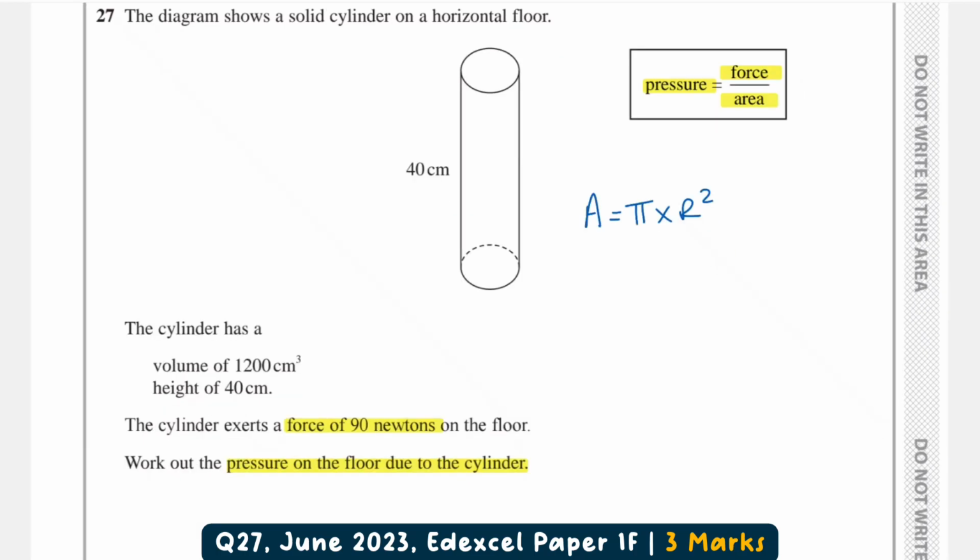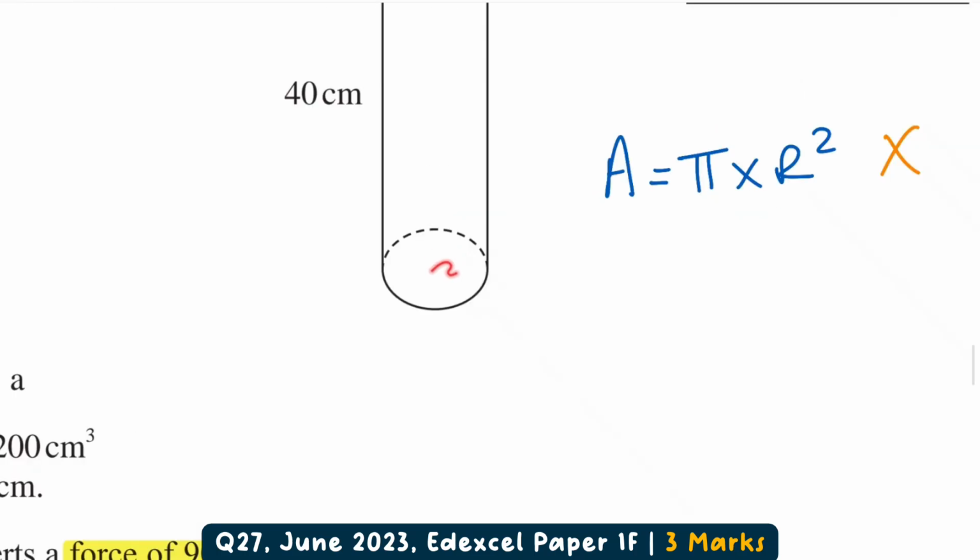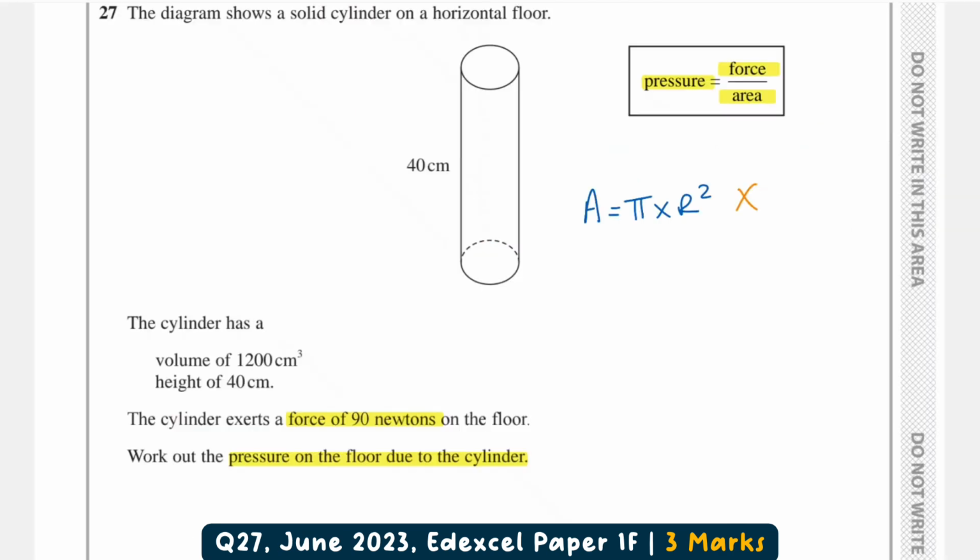However, for this question, this won't work because we don't know what the radius of the circle is. We also do not know what the diameter of the circle is, and we don't know what the circumference of the circle is. So this means we need another method to find the area of the circle. And the clue is in the question. We are given the volume and the height of the cylinder.